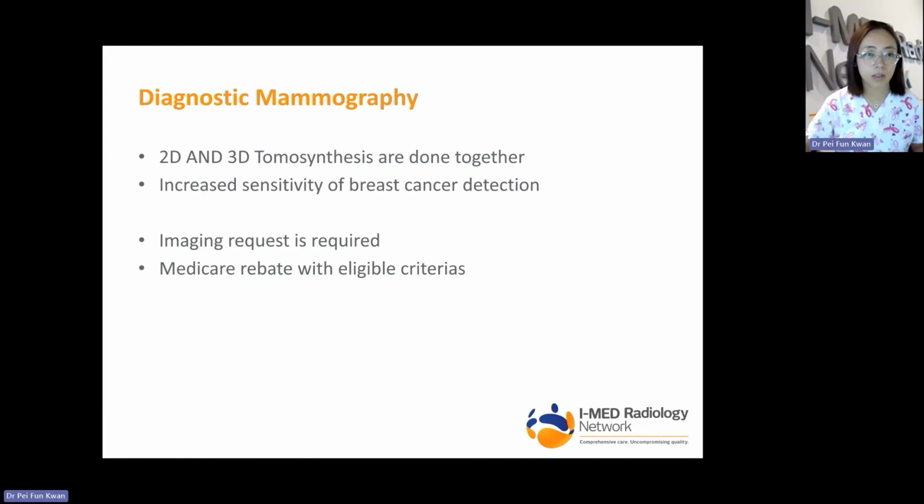So in the diagnostic setting in a public hospital or private hospital, 2D mammogram and 3D tomosynthesis are done together to increase the sensitivity of breast cancer detection. And it is different to the screening mammogram done at breast screen. An imaging request from a GP or breast specialist is required. And there are several eligibility criteria for the Medicare rebate.